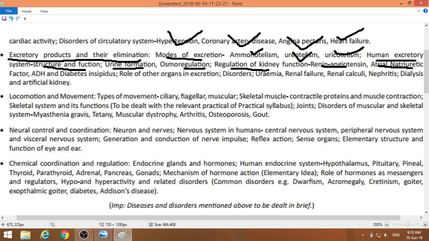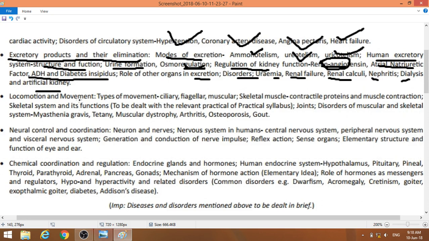renin-angiotensin, atrial natriuretic factor, ADH and diabetes insipidus, that is antidiuretic hormone vasopressin, role of other organs in excretion, disorders: uremia, renal failure, renal calculi, nephritis, dialysis, and artificial kidney. As you see in the paper, the questions came from here. What is gout? The questions came from osmoregulation. The questions were related to renin-angiotensin. So these are important sections.